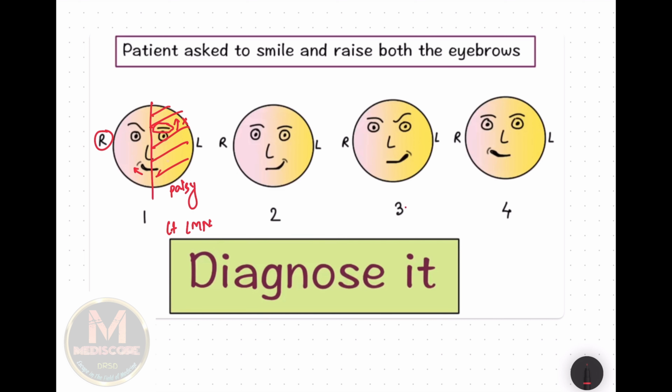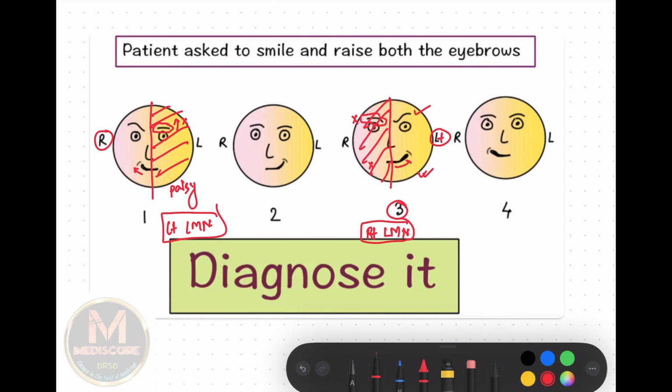Coming to case 3, here also you see that the angle of mouth is deviated to the left side, which means the left side is working, so the right side is the palsy side. Here also you can see that on the right side the patient cannot elevate the eyebrow, whereas they can on the left side. That means again it is a lower motor neuron palsy, because the whole right sided hemiface is gone and lower motor neuron is ipsilateral. That means it's a right sided lower motor neuron palsy. So cases 1 and 3 are opposite. So let us discuss case 2 and case 4.